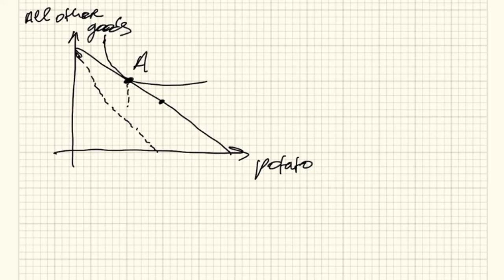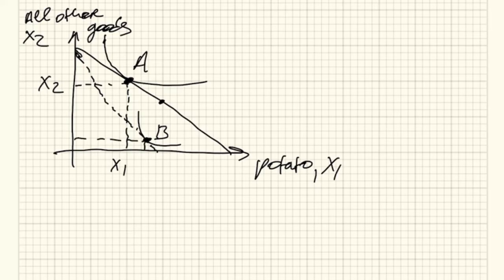So the peasants essentially decided to move from consumption of potatoes and other goods at this level. Now they decide to consume even more potatoes and move to point B. And that's your Giffen paradox.